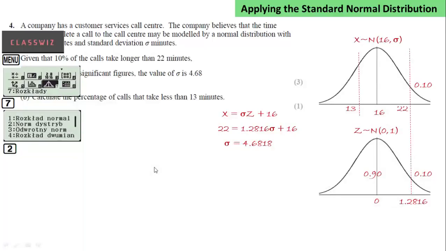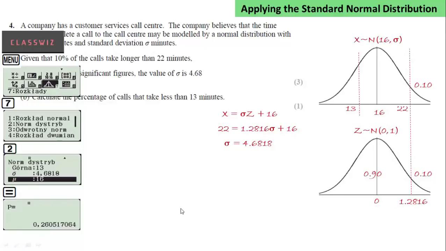So I press 2. I fill in a lower value, which is 0, the upper value, which is 13, the standard deviation, 4.6818, and the mean, 16. I hit the equals key, and it tells me that the probability is 0.26051. So the probability that x is less than 13 will be 26.1%.